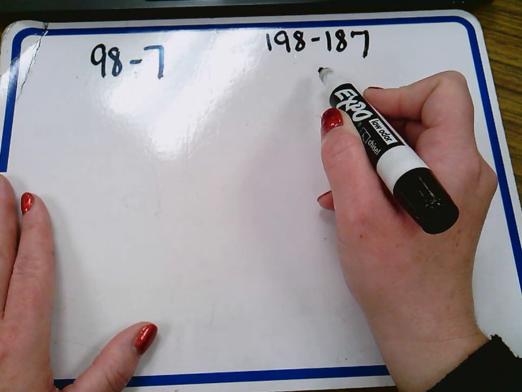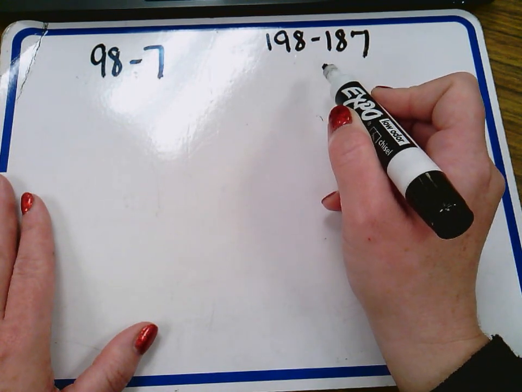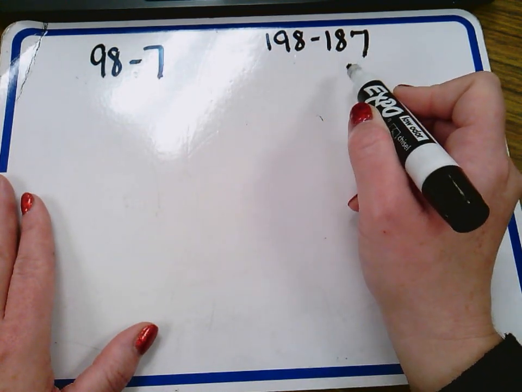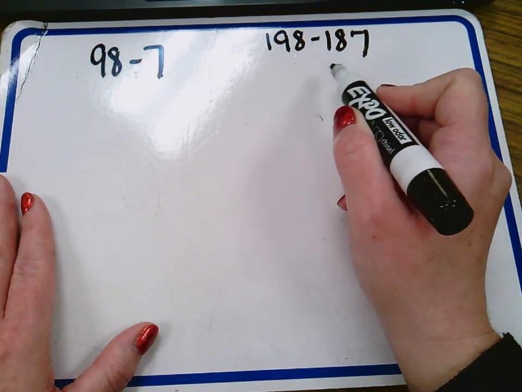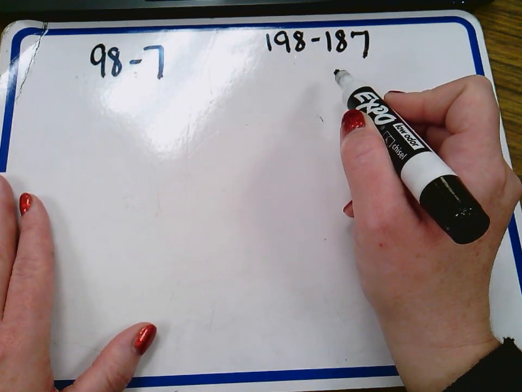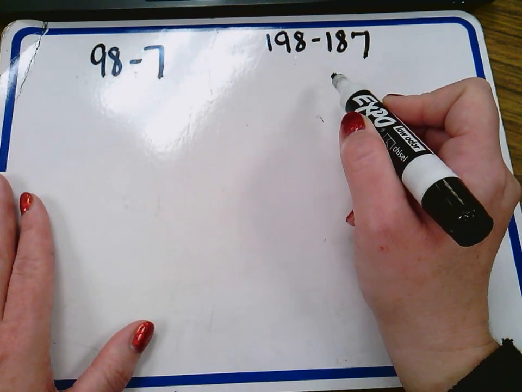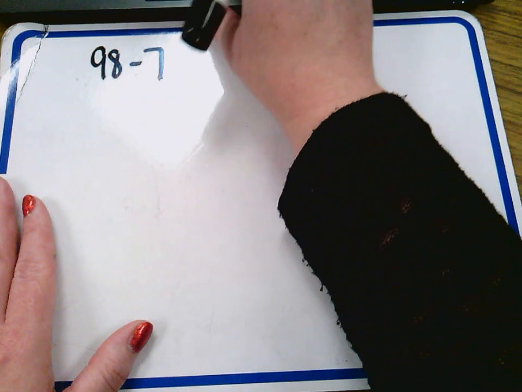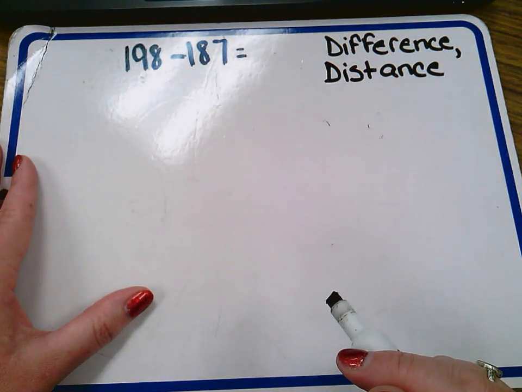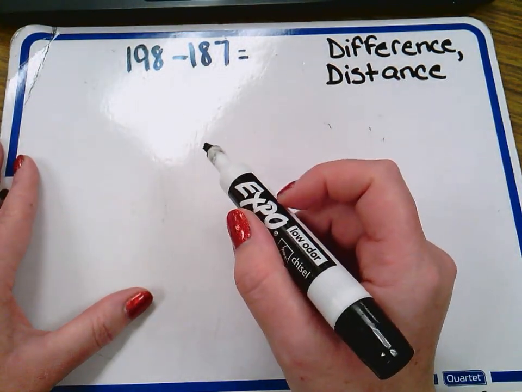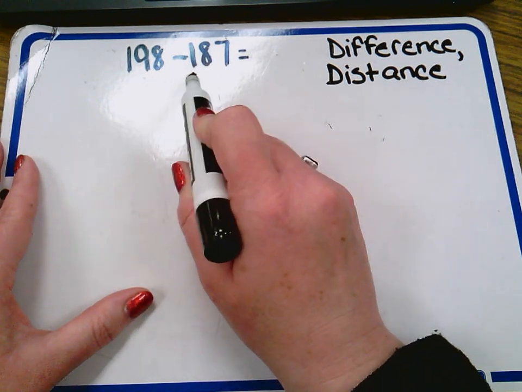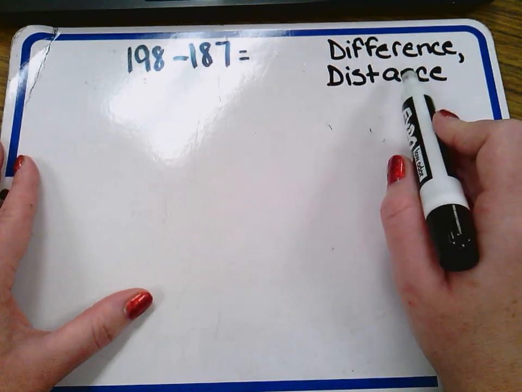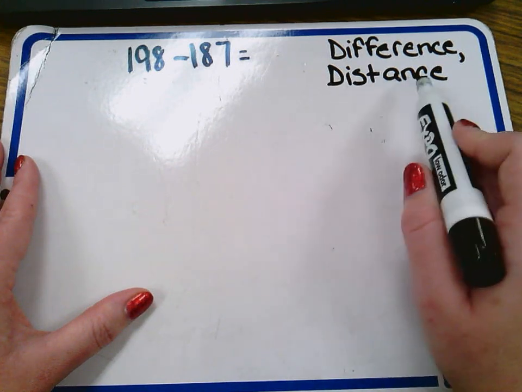Go ahead and try this problem in your journals right now. Try removing 187 and finding the distance between 187 and 198. And then tell us which was easier for you. Okay, so go ahead and pause the video and try to do that. Okay, so what we're going to do is look at 198 minus 187 using the difference or distance, finding the distance between these two numbers strategy.